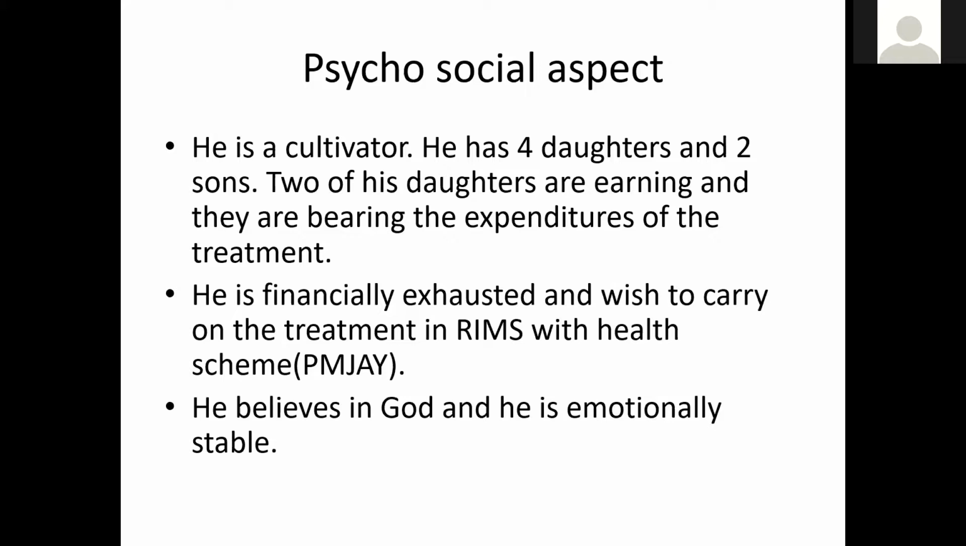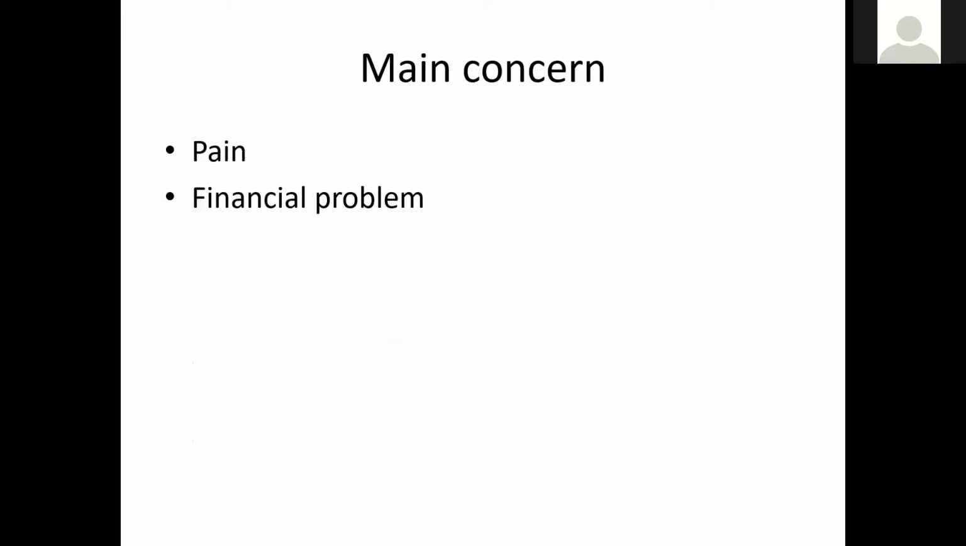And coming to the psychosocial aspect, the patient is a cultivator and his economic condition is not sound. And he has 4 daughters and 2 sons. Out of his daughters, 2 were earning and they were bearing the expenditure of the treatment. He is financially exhausted and he wished to carry on the treatment under the health scheme, that is the PMJ scheme. And he believes in God and he's emotionally stable. So the main concerns are the pain and his financial problem.